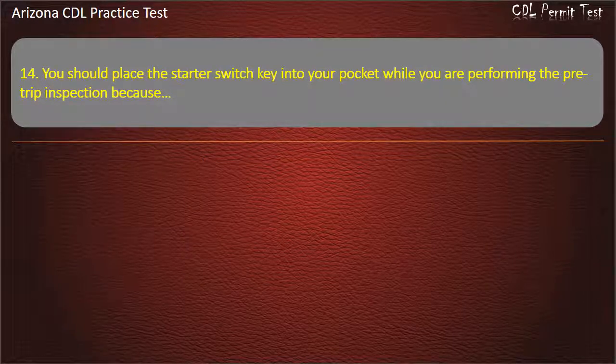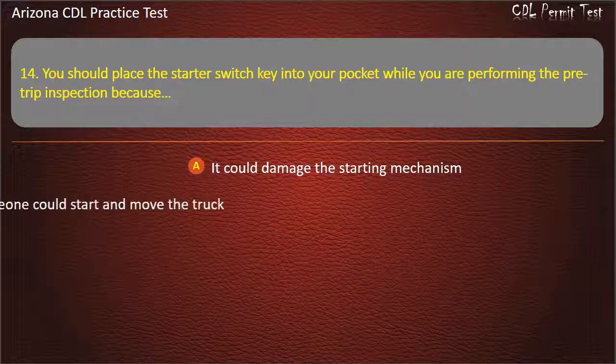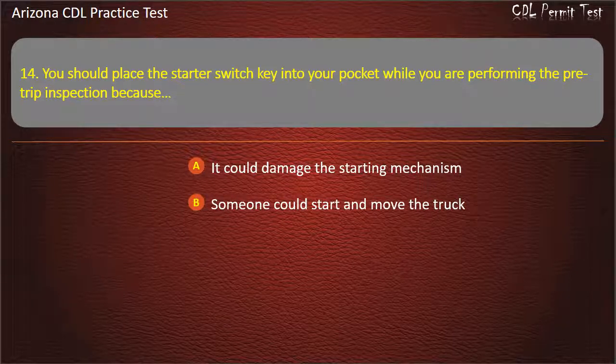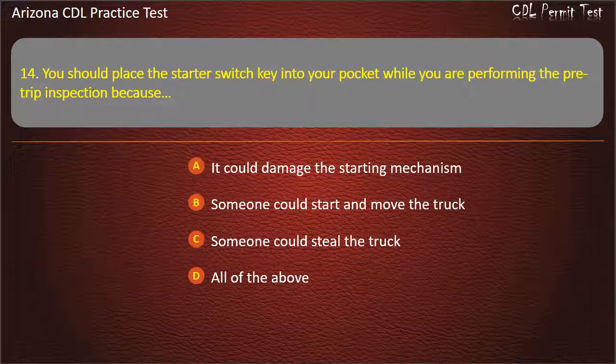Question 14. You should place the starter switch key into your pocket while you are performing the pre-trip inspection because it could damage the starting mechanism. Someone could start and move the truck. Someone could steal the truck. All of the above. Answer. Someone could start and move the truck.